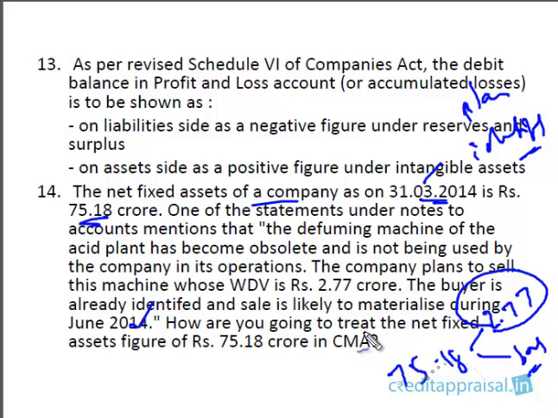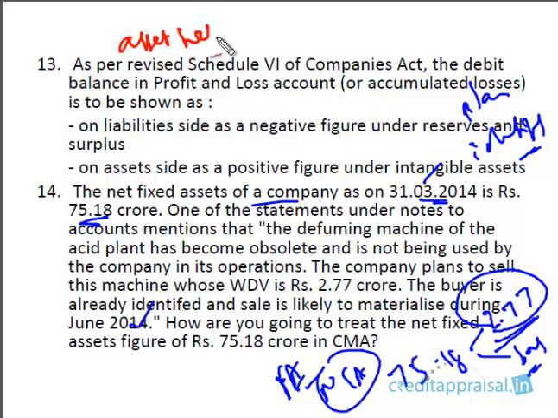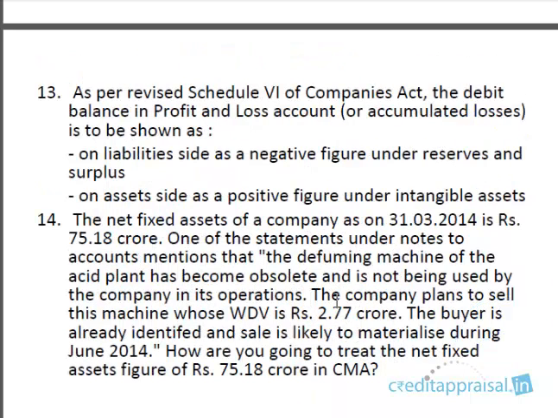This is a concept we also discussed earlier. We are not going to show it as a fixed asset, because in the next balance sheet it is not going to be a fixed asset anymore. So let us not show this 2.77 as a fixed asset. You have to show it as a non-current asset. If you remember, we discussed this under the concept of asset held for sale. So this is a non-current asset. With this we come to the end of the segment, in fact, the end of this chapter.